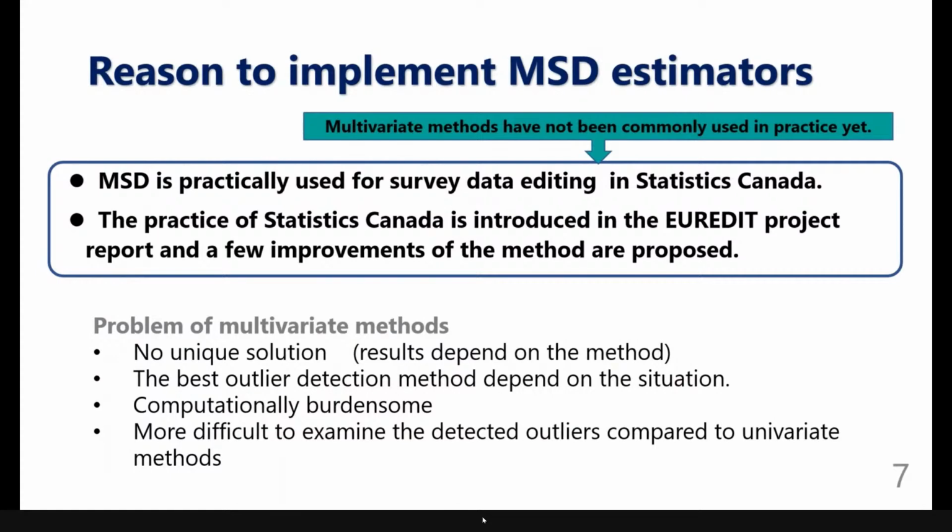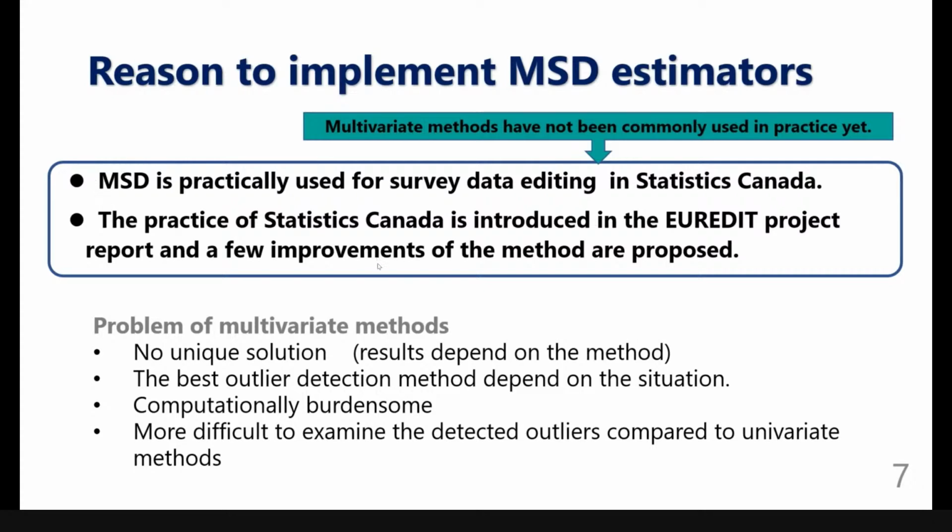But so far, I'm afraid multivariate methods are not widely used, perhaps because of the following reasons. The first reason is the best method depends on the situation. So there is no one best method for every situation. And therefore, the detected outlier depends on the method used. So one problem is no unique solution for multivariate outliers.